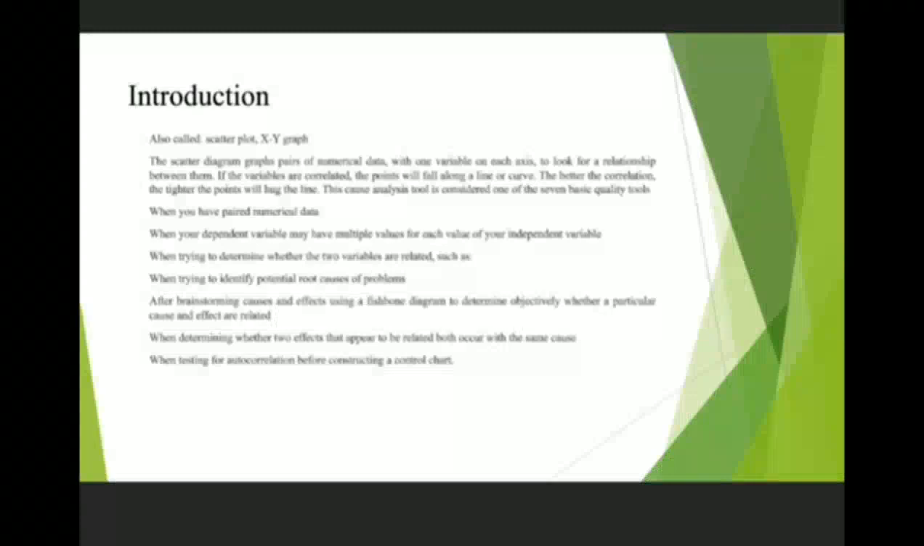When to use a scatter diagram? When we have paired numerical data, as well as when our dependent variable may have multiple values for each value of our independent variable. Next, when trying to determine whether two variables are related, such as when trying to identify potential root causes of problems. After brainstorming causes and effects using a fishbone diagram, to determine objectively whether a particular cause and effect are related, and determining whether two effects appear to be the same.